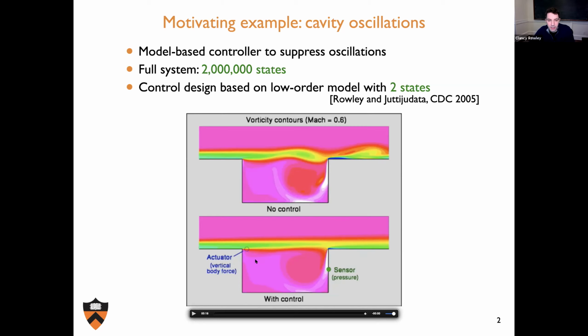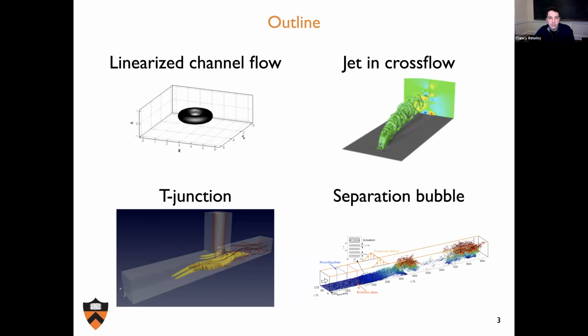Okay, so one of the themes I'm going to show is some procedures for getting these very reduced order models in a general way. Okay, and here are some flows I'll look at as little test problems.